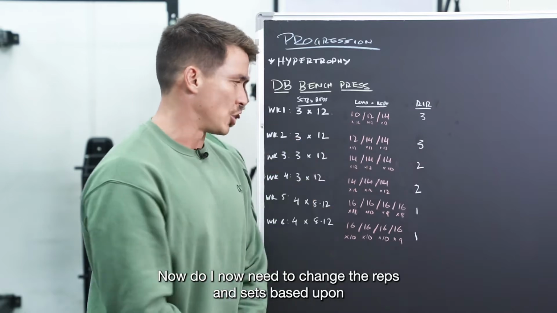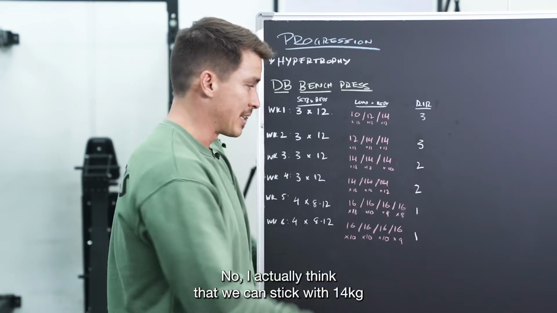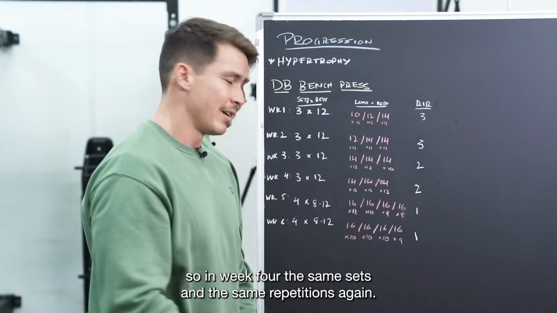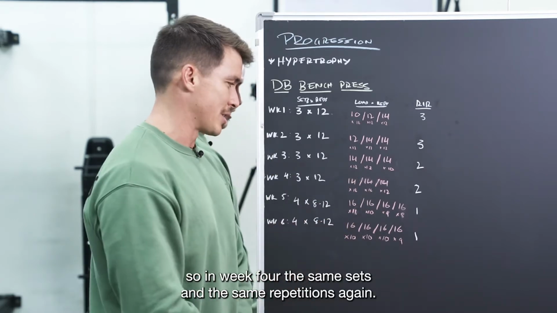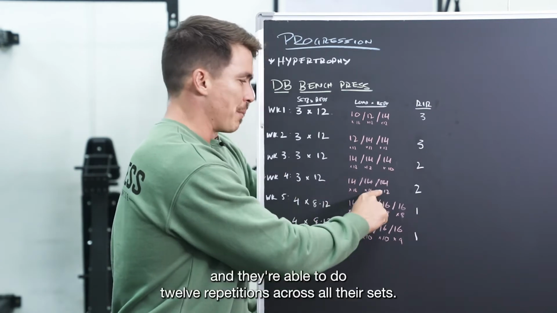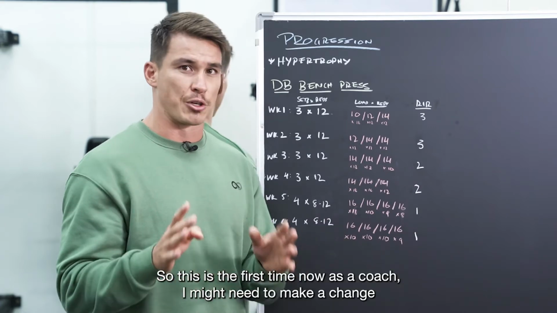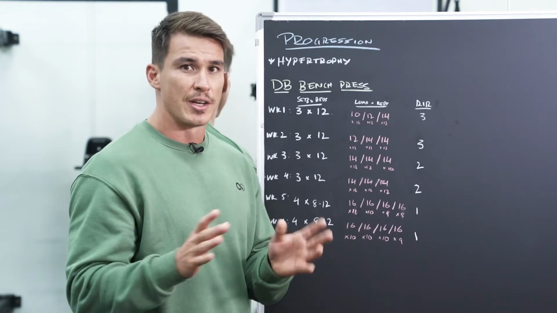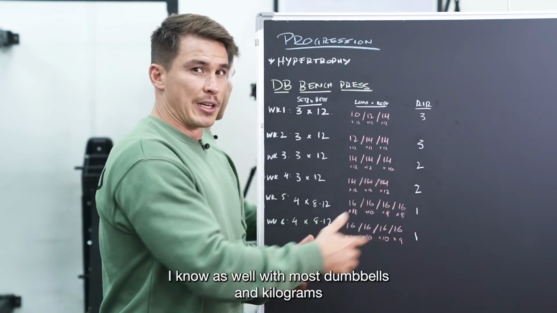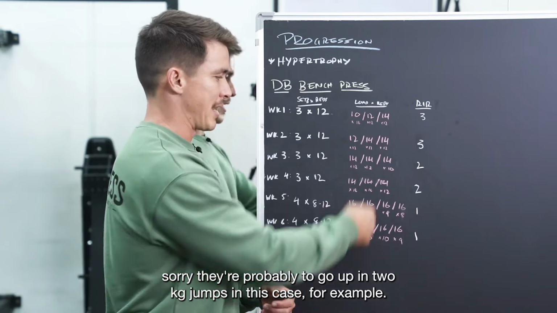Now, do I need to change the reps and sets based upon what they did in week 3? No. I actually think that we can stick with 14 kg and see if we can complete more reps. So in week 4, the same sets and the same repetitions again. This time the athlete is able to do 14 kilograms across all their sets, and they're able to do 12 repetitions across all their sets. So this is the first time where, as a coach, I might need to make a change in the way that I prescribe their sets and reps, because I know with most dumbbells, they're probably going to go up in 2 kilogram jumps in this case.